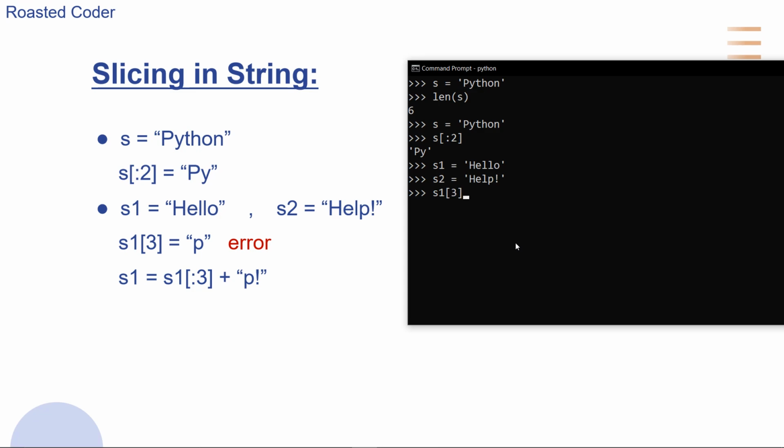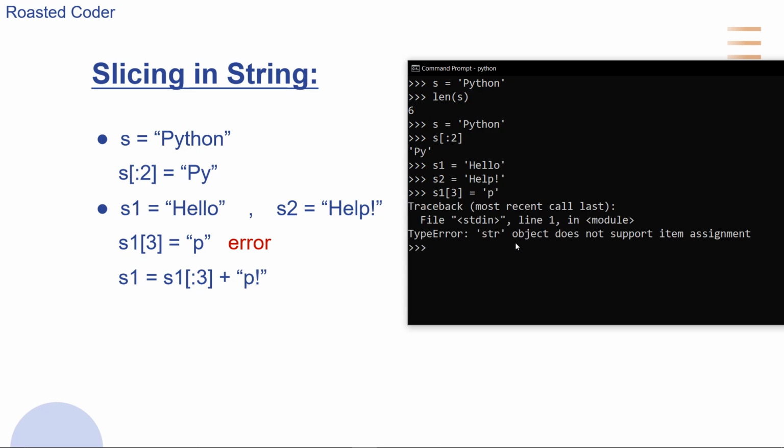You can see s3 equals P, it will throw an error, type error, string does not support item assignment. And to convert hello to help with an exclamation, we have to use the slicing and concatenation property of the string. So we can use slicing, like we want HEL, so we will use 0 to 2, that means 2 plus 1, we have to write here 3.